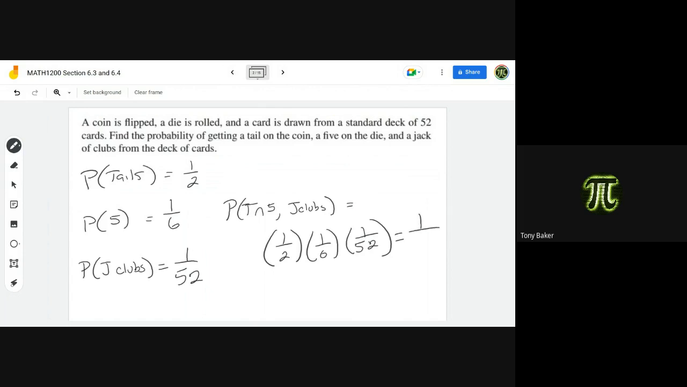I think they typically want these as decimals, so this one would be 0.0016. That's the probability of getting a tails, a 5, and a jack of clubs.